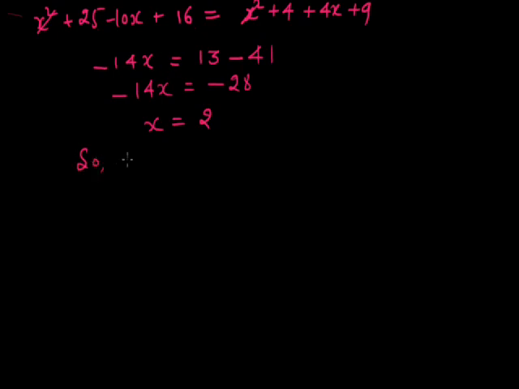So the point on x-axis is (2, 0). So (2, 0) is equidistant from (5, 4) and (-2, 3). Let's take another example. Again this problem is based on the equidistant.